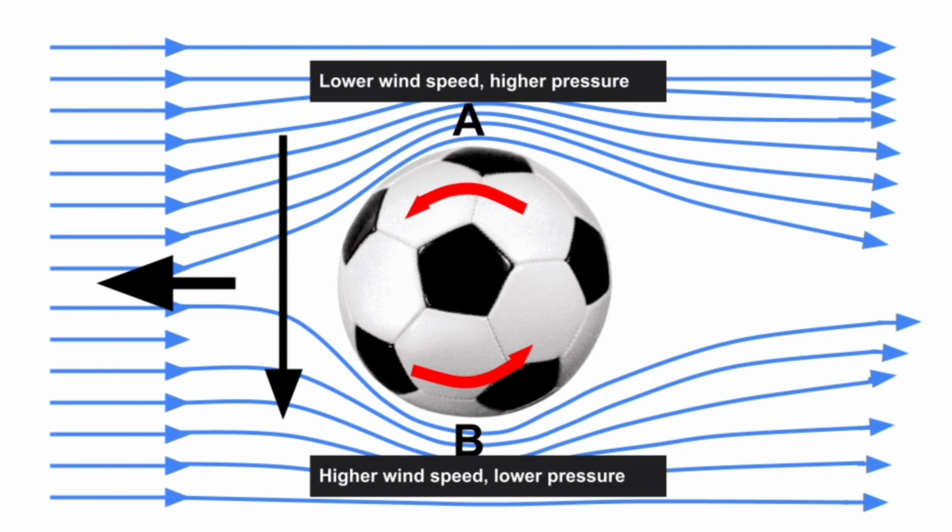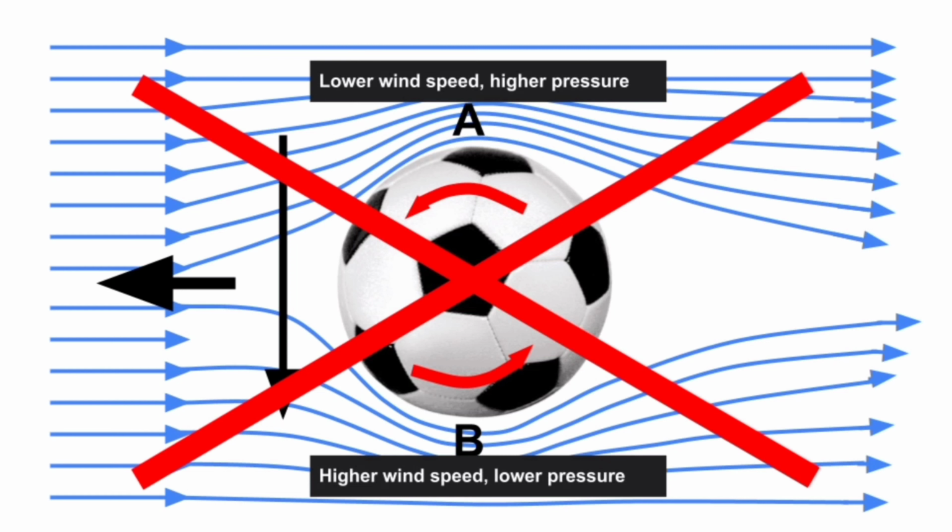But this explanation is wrong, because the property of the fluid that is used here to explain the acceleration and deceleration of the fluid at points A and B is viscosity, and Bernoulli's principle is applicable only when the viscosity of the fluid can be neglected. But in this case, viscosity cannot be neglected, hence Bernoulli's principle cannot be applied. The correct explanation of the Magnus effect can be easily understood this way.